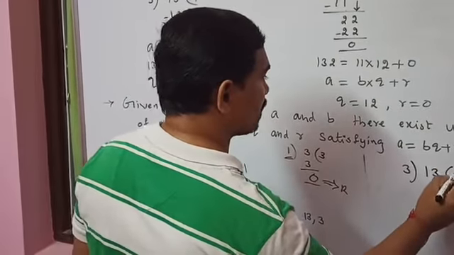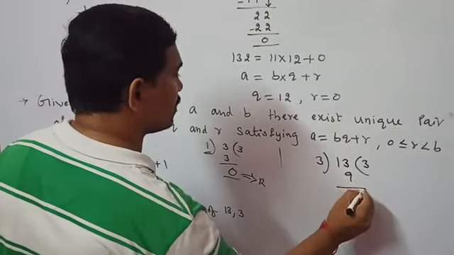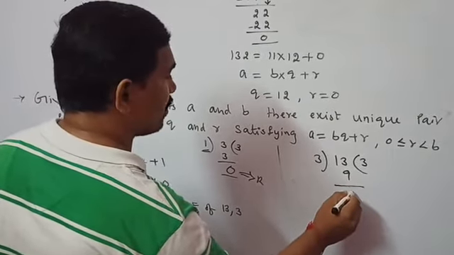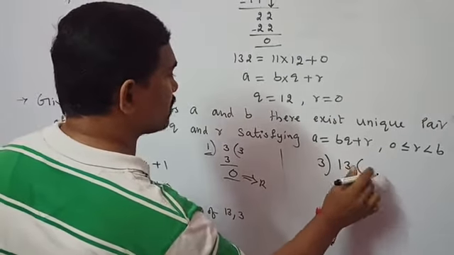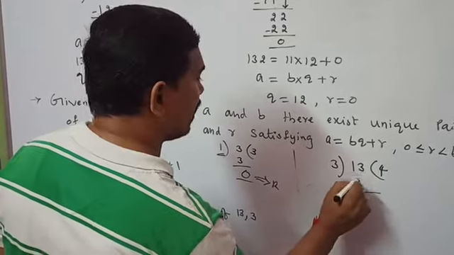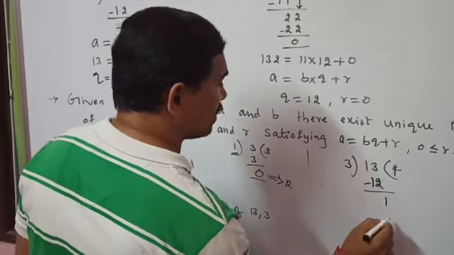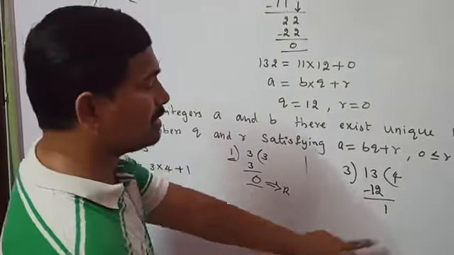13. 3 threes are 9. What is the remaining? 3 fours are 12. Remainder 1. So here we are not getting remainder 0.